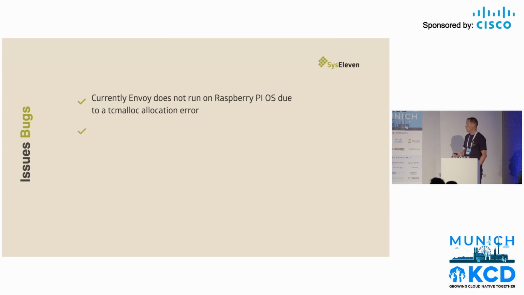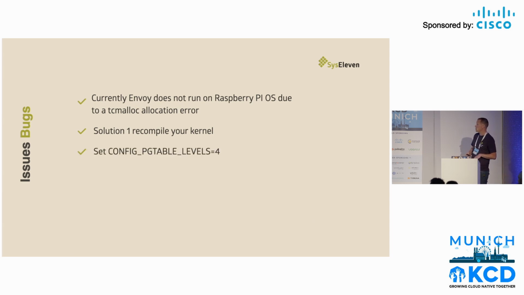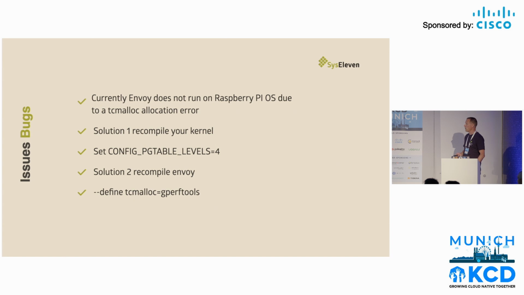You can solve this if you, number one, recompile your kernel. I'm not sure how long this is going to take on a Raspberry Pi, probably 10 hours or something, so I'm not sure if that's a good solution. And to do this, you need to change the page table level. Another option would be to recompile Envoy. Also, I'm not sure if people really want to do this, but you could, theoretically. For that you need to define tcmalloc and gperftools.